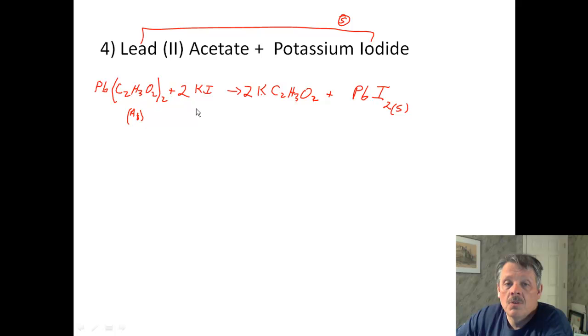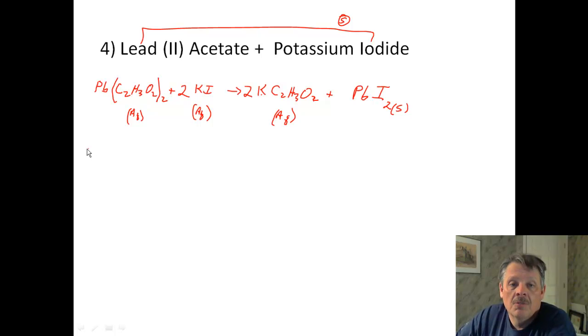These things over here are aqueous, both of them are aqueous, and the potassium acetate is also aqueous, which leaves me potassium iodide, lead iodide, which is a solid. Alright, so let's go and create our full ionic equation. Oh wait, did we balance? We have 1 lead, 2 acetates. Yeah, we're good. Okay. I have Pb, which has a 2+ charge, and it's aqueous.